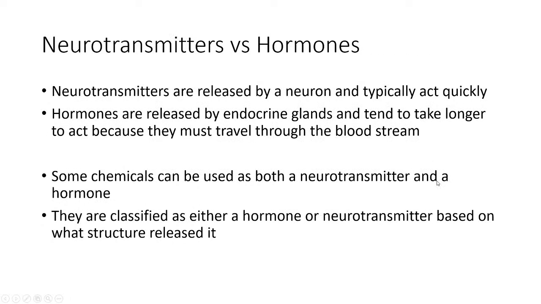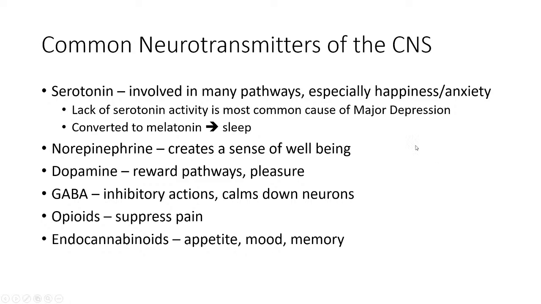So we're not just, by the way, talking about drugs, we're also talking about neurotransmitters. Serotonin is a neurotransmitter, and it's involved in many pathways, especially those involved in happiness and anxiety. A lack of serotonin is the most common cause of major depression. And then we convert serotonin to melatonin, which prepares the brain for sleep. A lot of people these days are taking over-the-counter melatonin, which helps you sleep. Many people find that it helps them sleep.